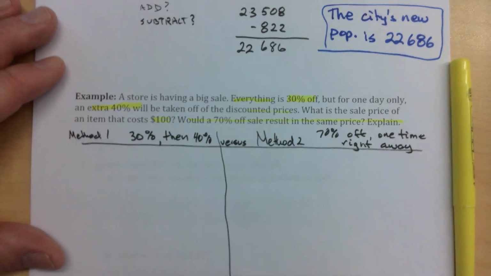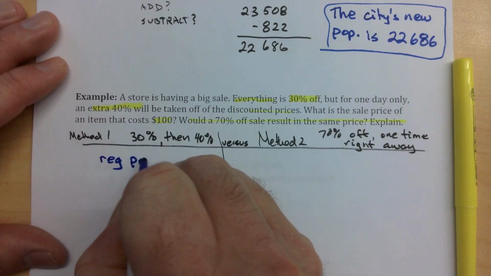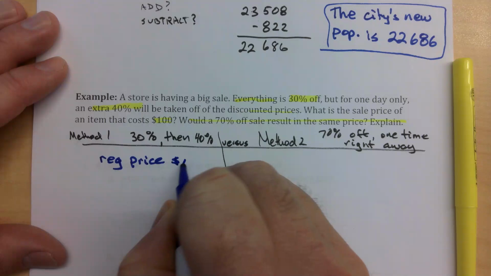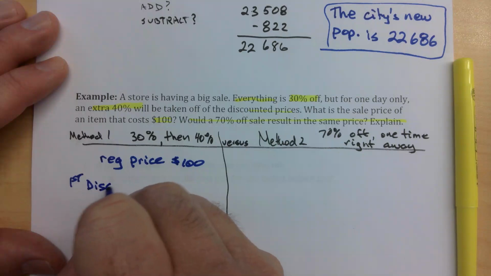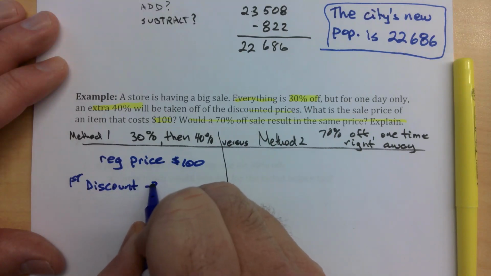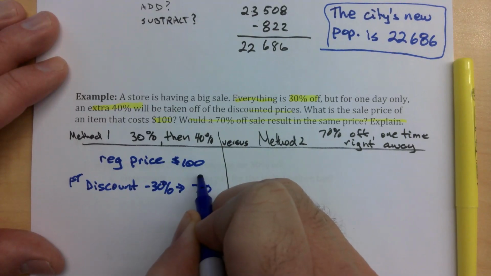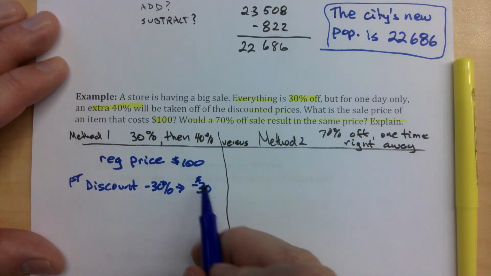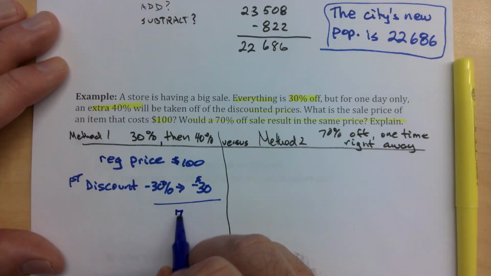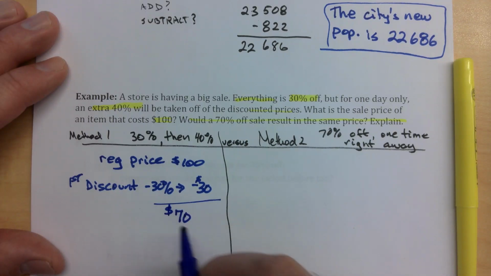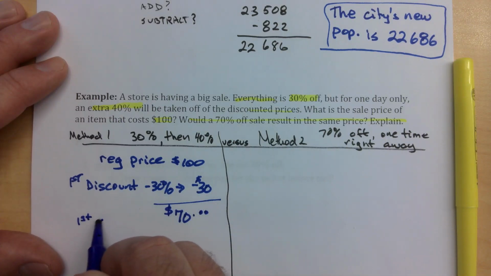So the regular price of the item is $100. The first discount is to take minus 30%. That's equal to minus $30. So basically 100 minus 30 is equal to $70. So that's the first sales price.